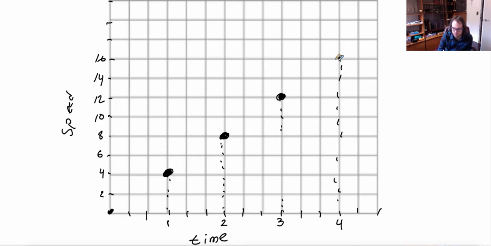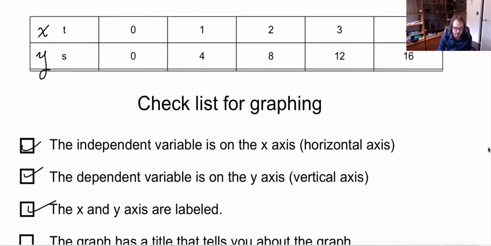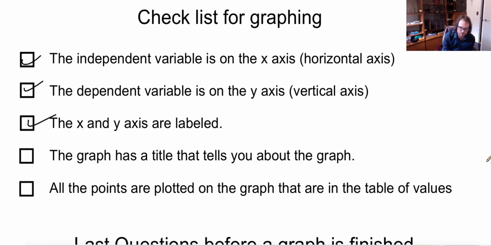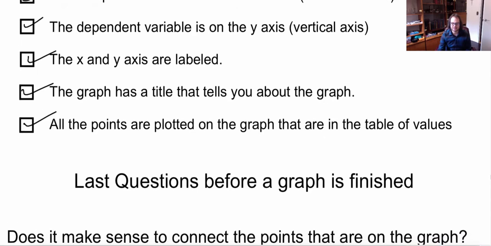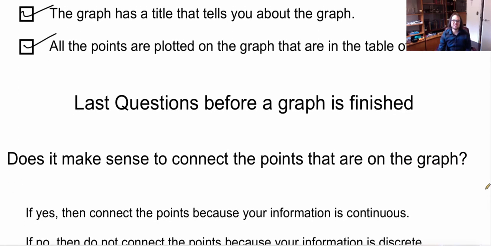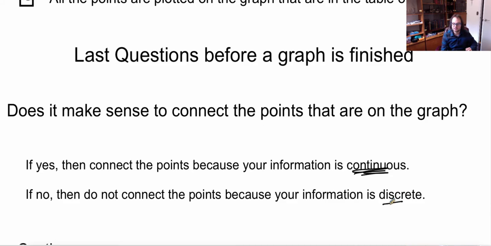We're going all the way up and we hit 16. Now, the question here is, the graph title tells you about the graph. We have a graph title. Now all the points are plotted on the graph. Yes, we have that. Now the next part we have to look at is does it make sense to connect the graph? If it does, that means it's continuous. If it doesn't, that means it is discrete.